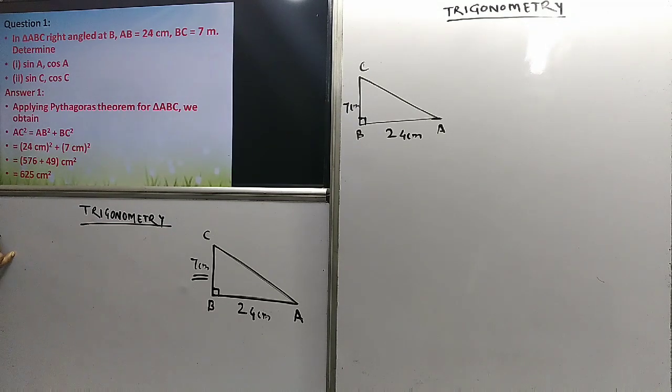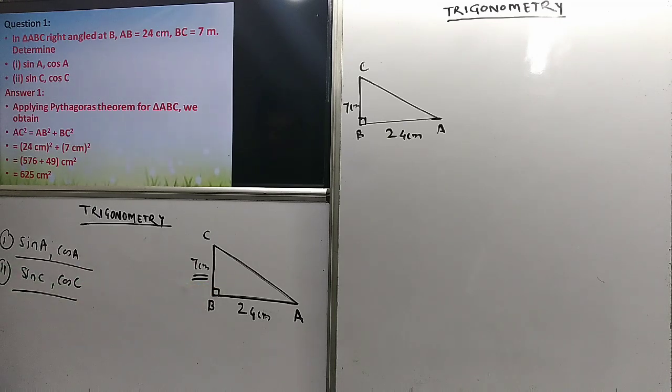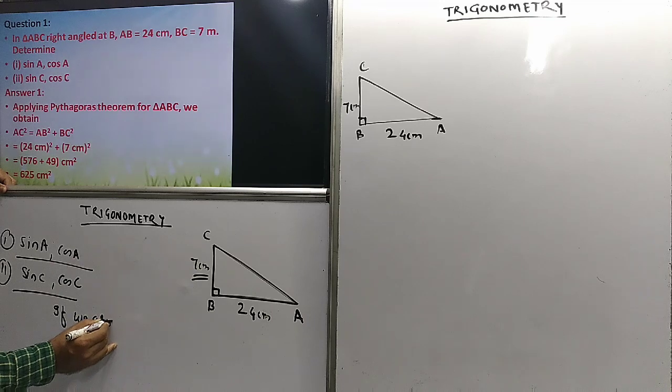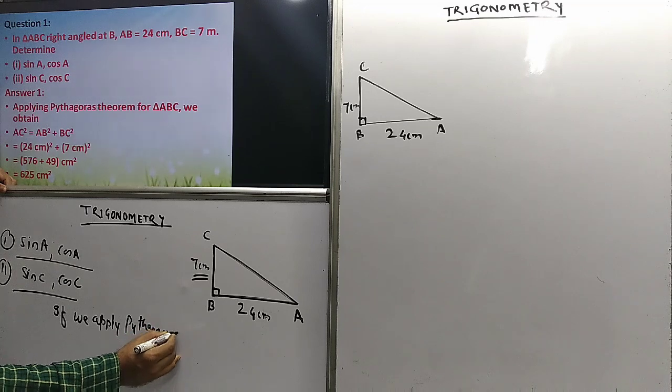Now we want to find sin A and cos A. And in the second problem we have to find sin C and cos C. To find these ratios, first of all we have to find the hypotenuse, and since angle B is 90 degrees, we have to apply the Pythagoras theorem, because this is a right angle triangle.